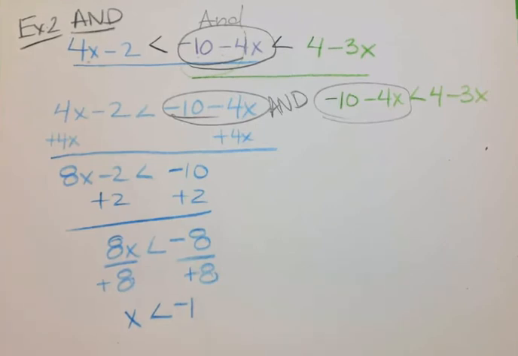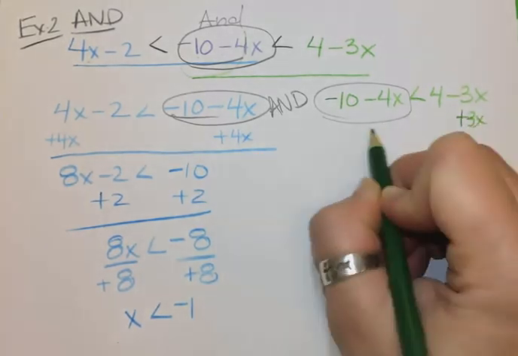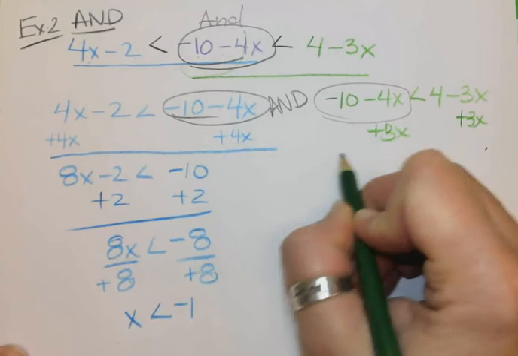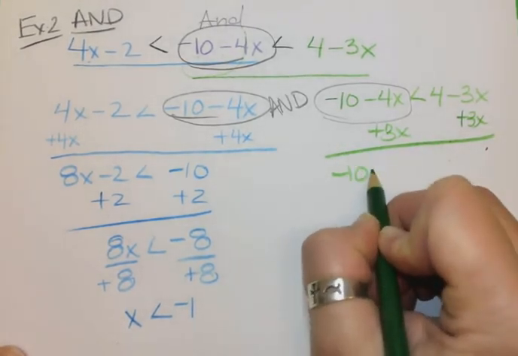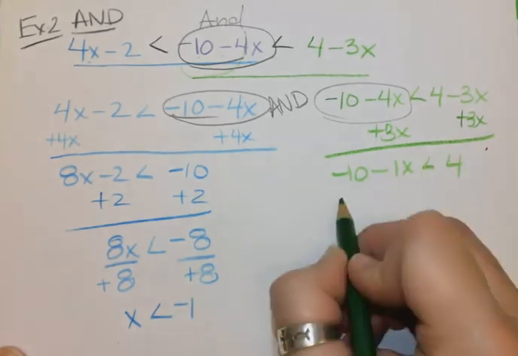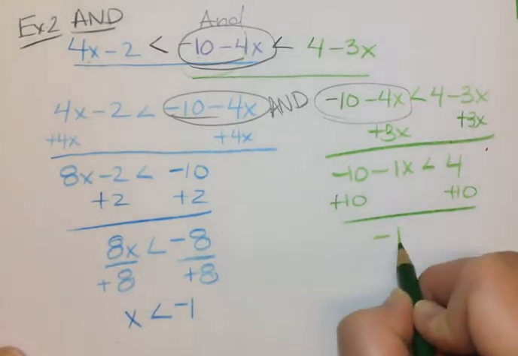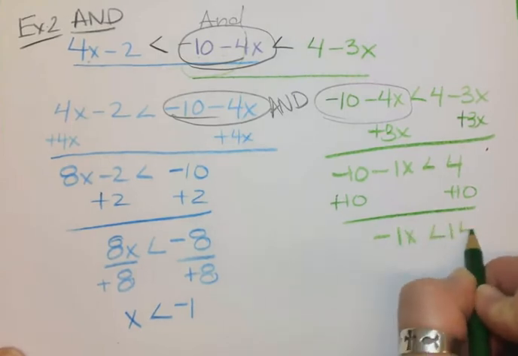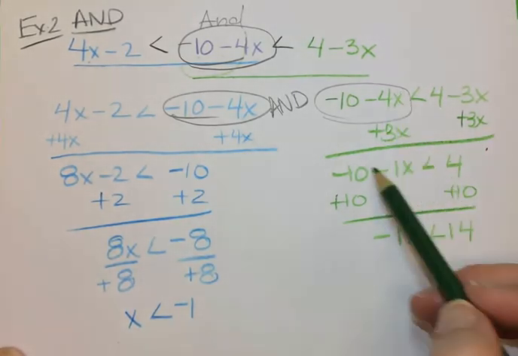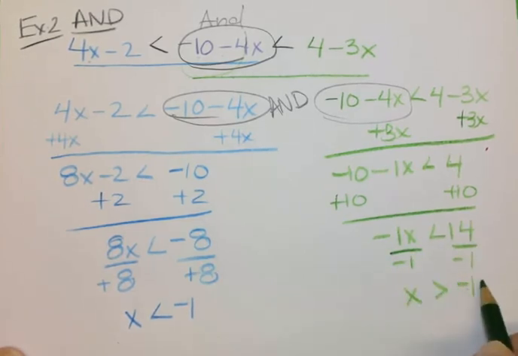And we're going to do the same thing over here. Let's add our 3x to both sides. So I have negative 10 minus 1x less than 4. I'm going to add my 10. Get negative 1x less than 14. And I'm going to divide by negative 1, which causes me to flip my inequality.